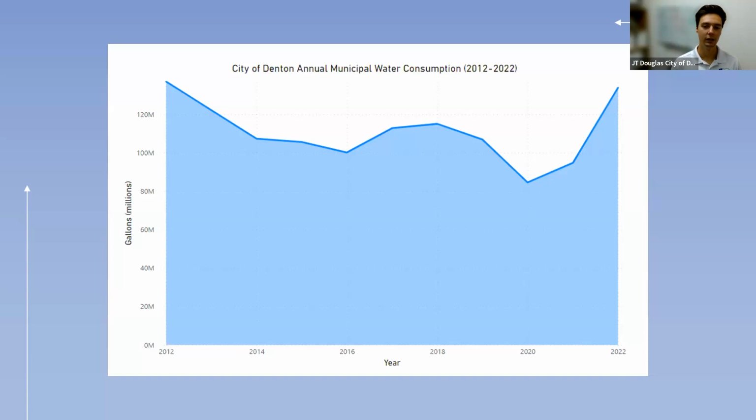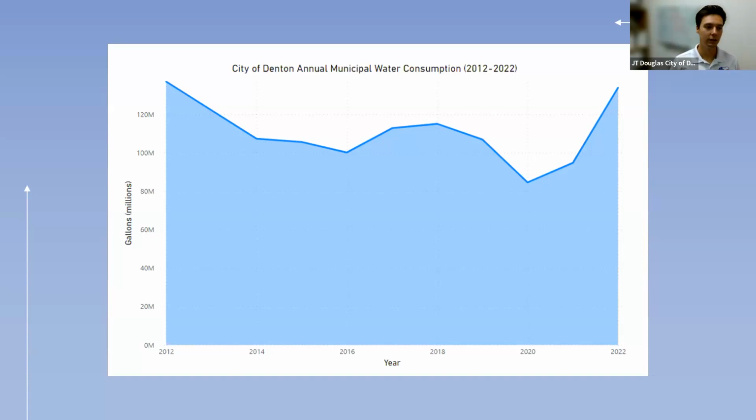So now we've added a little bit here. So we've added the what. So we're talking about water, and we know that that's in millions of gallons on the y-axis. We've confirmed that x-axis is year. That's time. That's great. We've got the where. So this is the city of Denton, and we know that this is annual municipal water consumption from 2012 to 2022. So we've got the when in there as well.